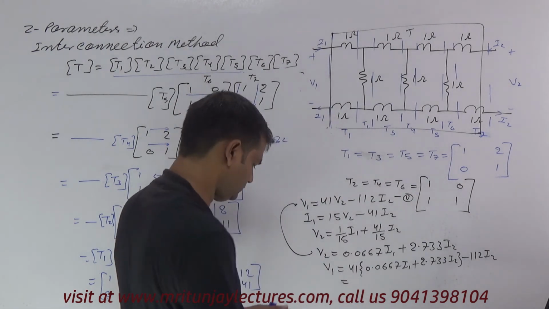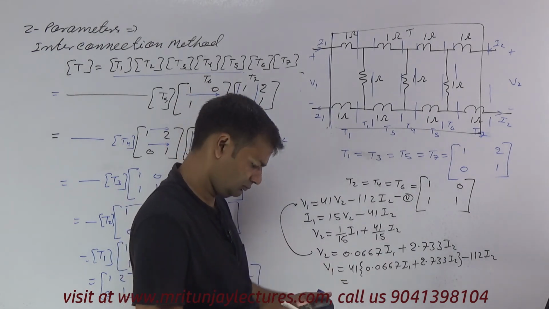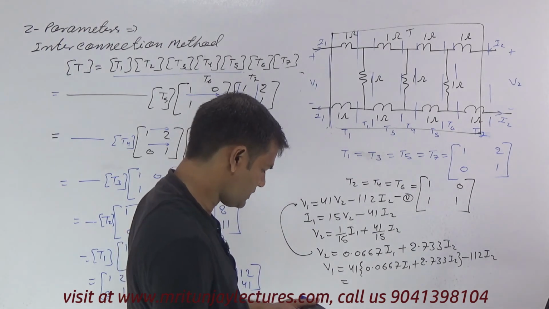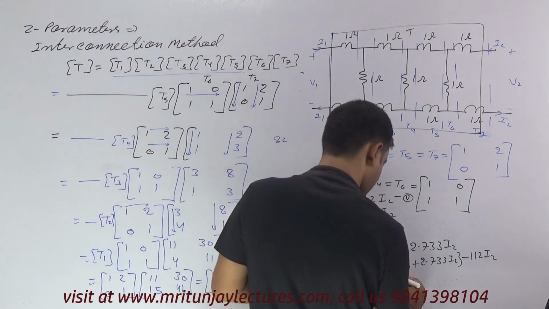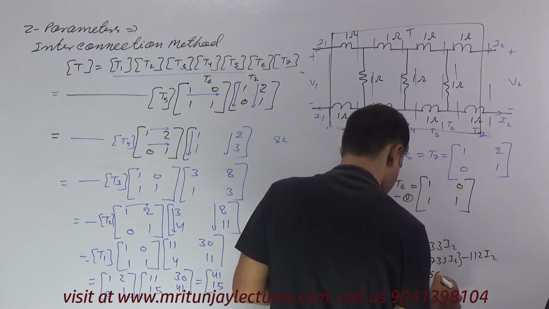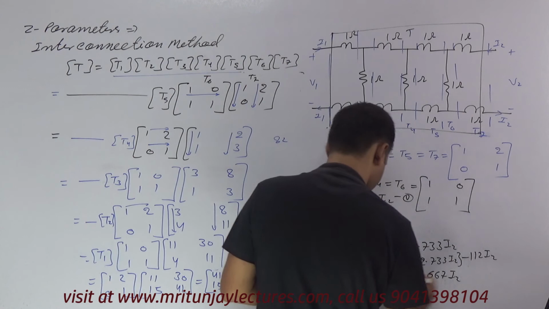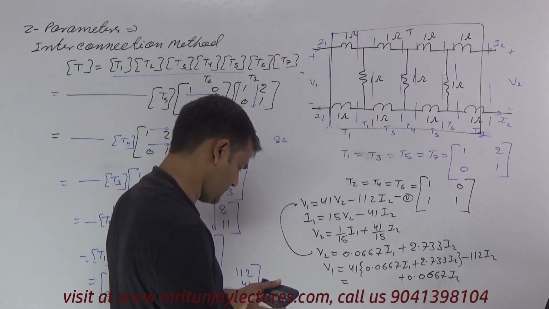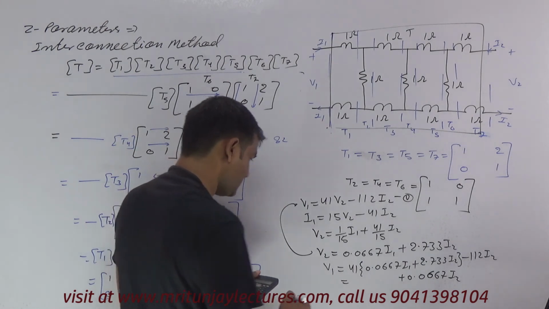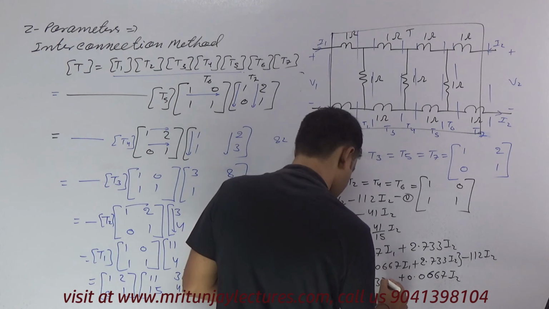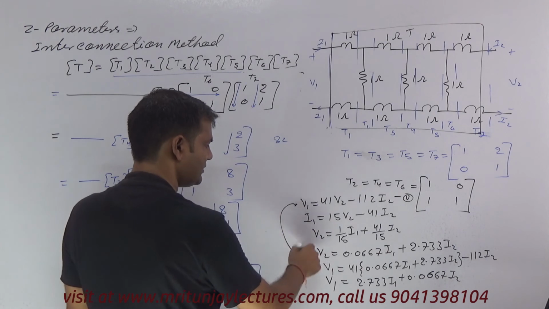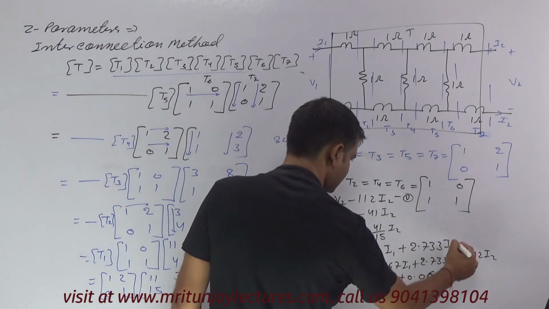So into 41 like this one, and we got plus 0.0667 I2. Okay, into 41 we got 2.733 I1, that is V1. So V1 like this one and V2 like this one, that is okay.